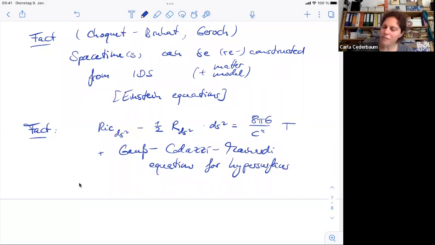So these are facts relating the geometry of, say, a spacetime or some Riemannian or semi-Riemannian manifold to the geometry, the intrinsic metric, and the second fundamental form of a hypersurface. If you combine those with the Einstein equations, then you get the so-called Einstein constraint equations.